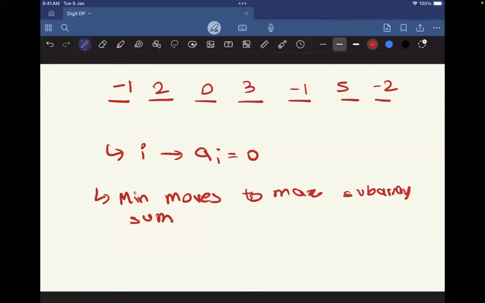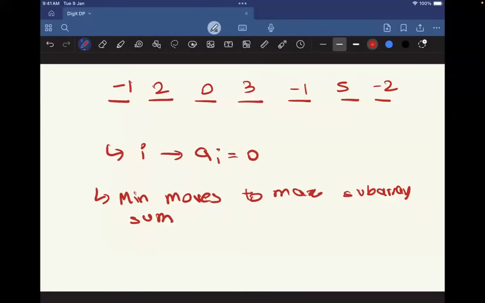Okay. So how many of y'all were not able to solve this problem, guys? Let me show you how you can come up with the intuition to solve this problem. Now, what does the question say? I need minimum moves to make maximum subarray sum.